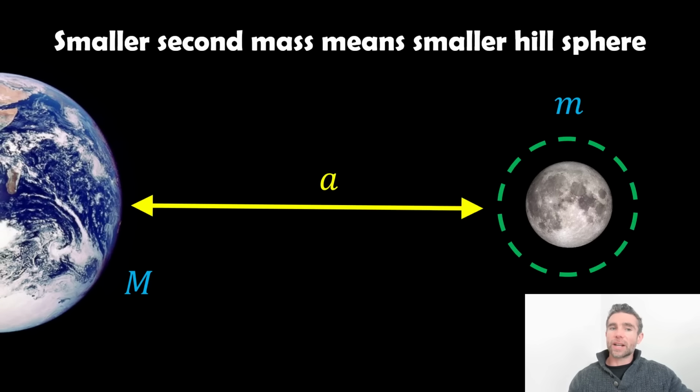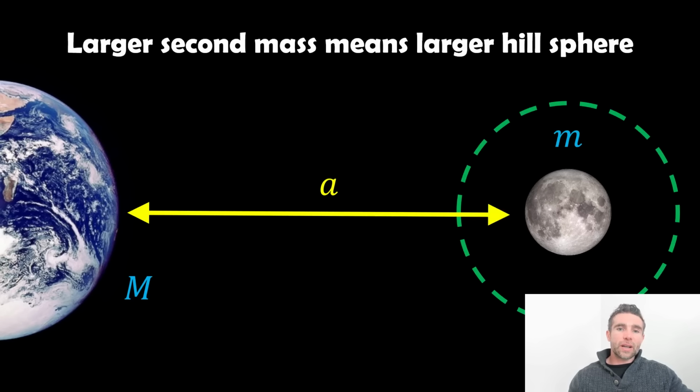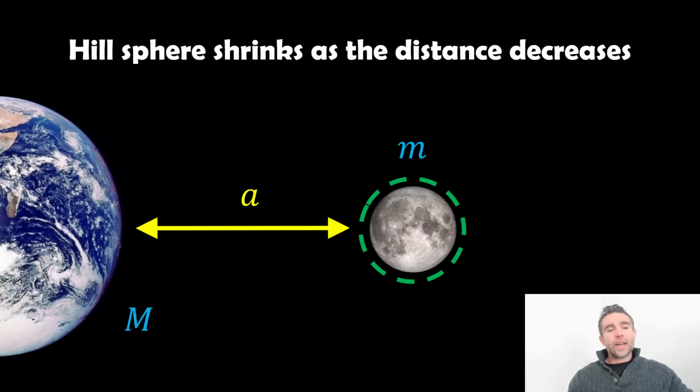If the second mass is larger, that means we get a larger Hill sphere. Or I should go back actually. So smaller second mass, smaller Hill sphere. Larger second mass, larger Hill sphere. Hopefully I've got that the right way around. So the Hill sphere will also shrink as the distance decreases as well. So we get closer together.